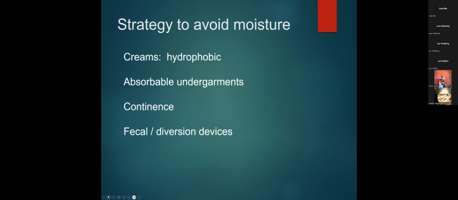So again, to avoid the moisture, use hydrophobic creams, absorbable garments, and maintaining continence as best possible.